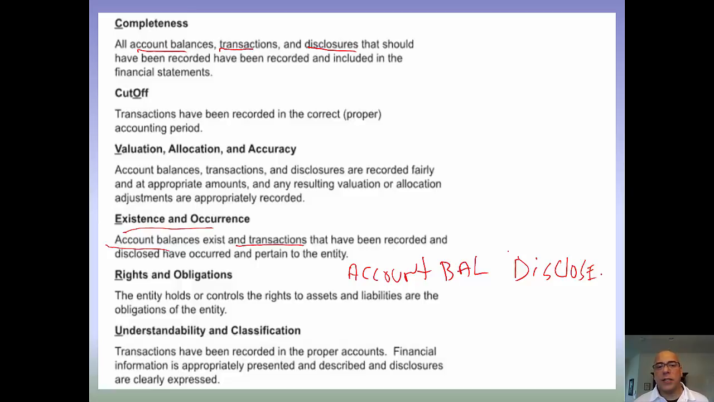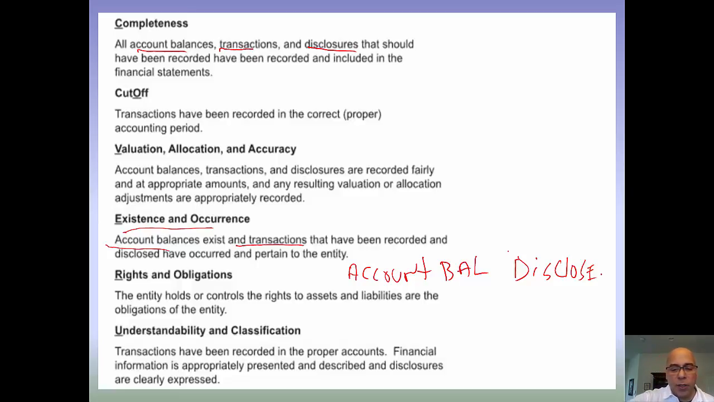Disclosure, let's say there's a lien on a piece of property. What's going to happen there? Well, we pledged a piece of property as collateral. We would expect that there would be disclosures around that to show the level of rights that the company has associated with that particular asset. So for rights and obligations, that really falls in the account balance and disclosure categories.